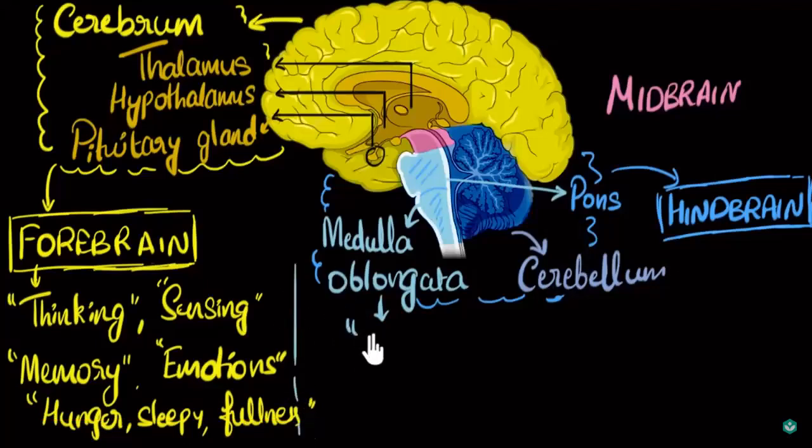Okay, so we'll say life-giving involuntary processes. That means these are the most essential for life, like your heart beating, your breathing, digestion, all of those essential things are taken care by your medulla oblongata.